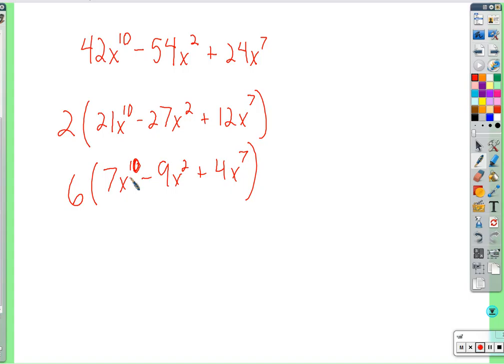And then it occurs to me that these all have x factors in them, right? How many x's can I factor out? 2. Right, it's the lowest power of x. I factored out x squared. I've got 7x to the, now x squared times what? X to the 8th. Minus 9 times, ooh, 1. 6x squared times 9 is going to be negative 54x squared, down here. 4x to the 5th. X squared times x to the 5th is x to the 7th.